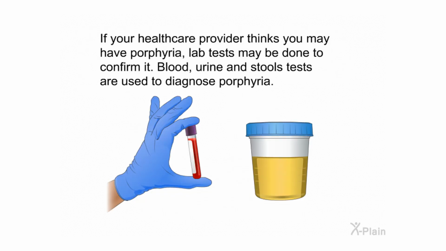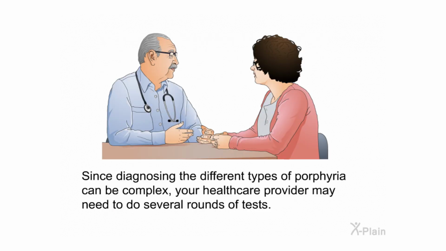If your healthcare provider thinks you may have porphyria, lab tests may be done to confirm it. Blood, urine, and stool tests are used to diagnose porphyria. Since diagnosing the different types of porphyria can be complex, your healthcare provider may need to do several rounds of tests.